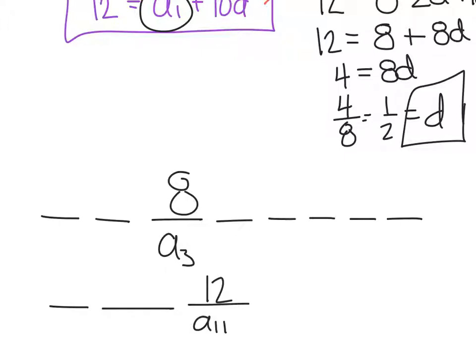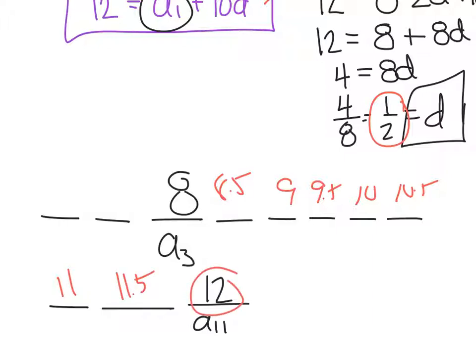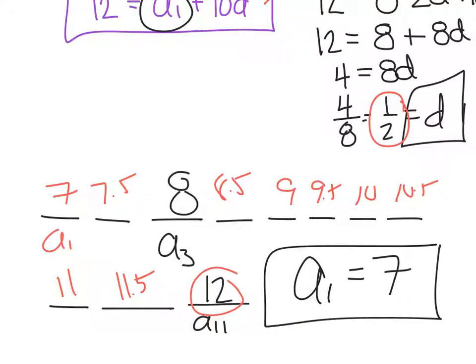And watch, let me just verify. The difference is supposed to be a half, so this should be 8.5, 9, 9.5, 10, 10.5, 11, 11.5, 12. Nailed it. So it wanted a sub 1, so I really just want to subtract a half. So this should be 7.5 and 7. So to answer the final question here, a sub 1 should equal 7.